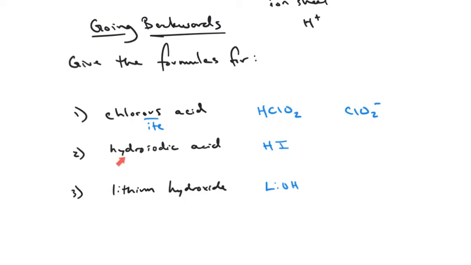Hydroiodic acid, well, hydro means it is a binary acid, and iodic is coming from iodine. So this is just HI. Hydroiodic acid is HI. And then lithium hydroxide. Lithium's a +1 charge, hydroxide's a -1 charge. That is just LiOH. So hopefully you did well on those.